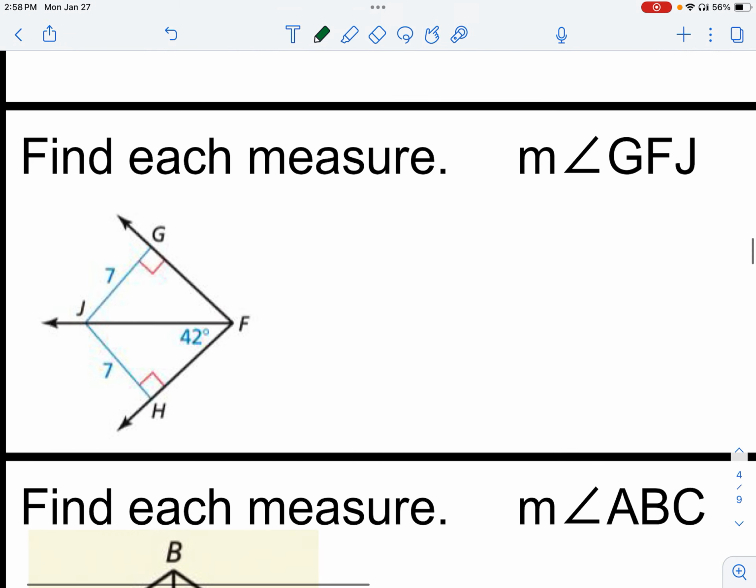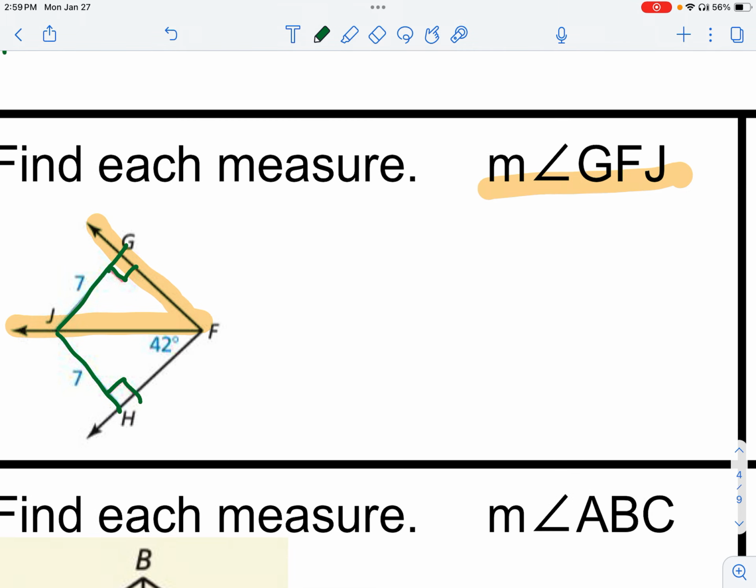So let's look at some applications. Find the measure GFJ. Well, here we got JG and JH, both being measured at the perpendicular. They're the same. So ray JF is the angle bisector of angle GFH. So angle GFJ is 42 degrees, the same as angle HFJ.